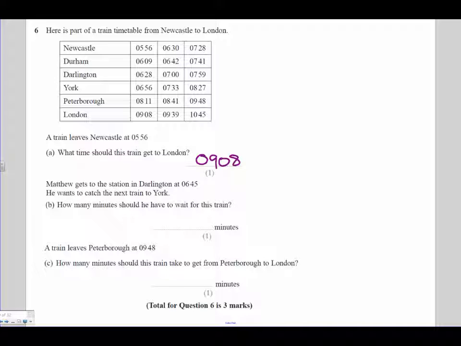Part B. Matthew gets to the station in Darlington at 06:45 and he wants to catch the next train to York. So if he gets to Darlington at 06:45, he's missed this train, so he has to catch the Darlington 07:00 train. How many minutes should he have to wait for this train? So if he arrives at 6:45 and he needs to wait until 7 o'clock, then that's a 15-minute wait. 1 mark.